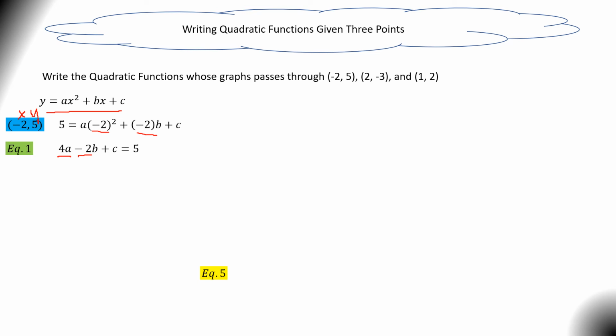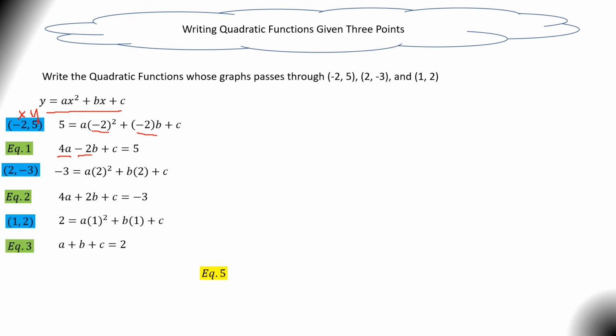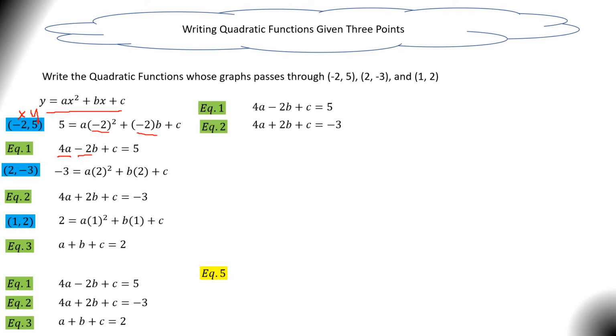Binaligtad ko lang po yan, ha. Yan po yung equation number 1. Equation number 2, ganun din po, same process. Square of 2 is 4 times a, 4a. 2 times b, 2b. Plus c is equal to negative 3. Then, equation number 3, ayan po, a plus b plus c equal to 2. Ayan po yung mga equation natin.